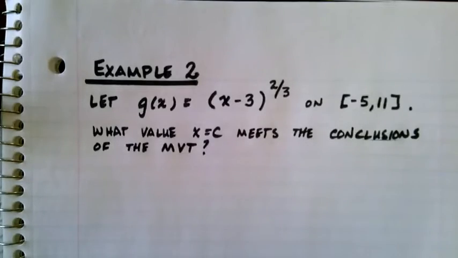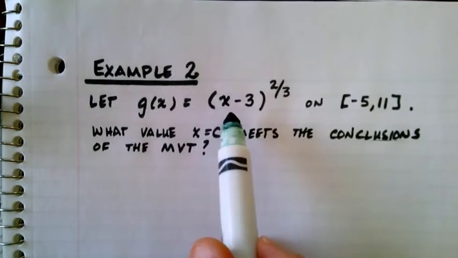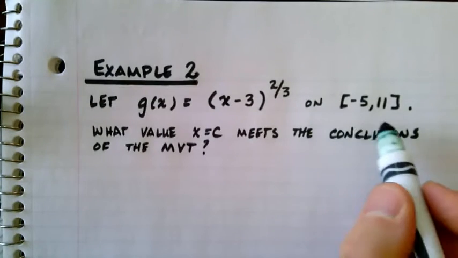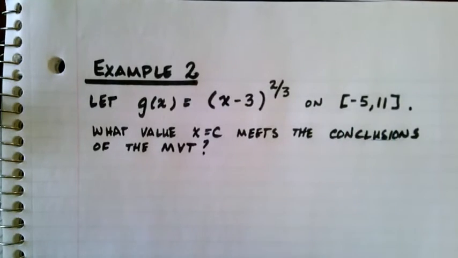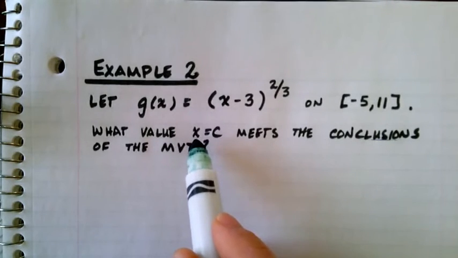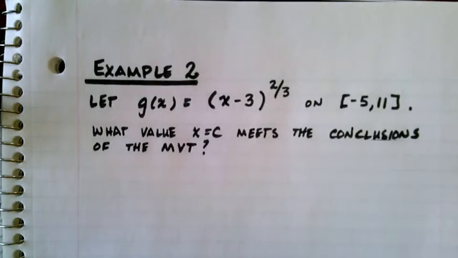I'm going to do one more example with you. Example number 2, here's g of x. It is x minus 3 to the 2/3 power. And here's the interval that we're given, -5 to 11. And once again, we want to figure out what value of x will make the instantaneous rate of change equal to the average rate of change.